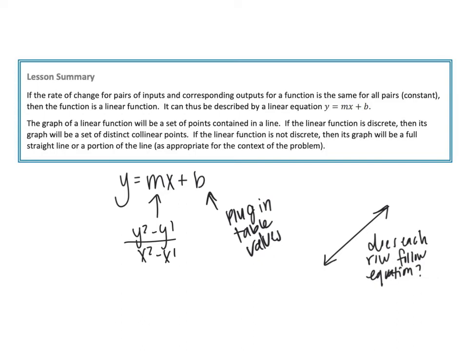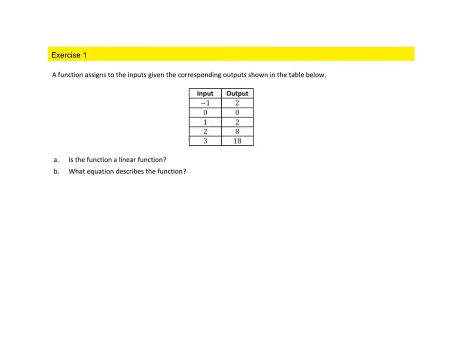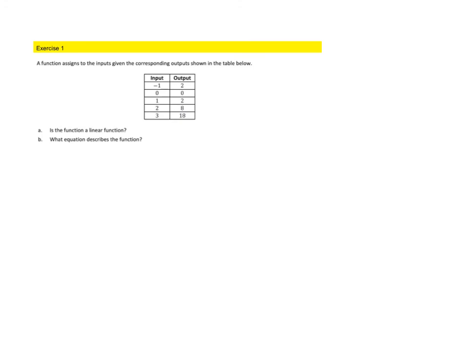You don't have to write any of this down. All right, for exercise 1, I want you to go ahead and give it a try. So what you're going to do first is I want you to find your m by plugging in values to this equation. All right, so find your m, and then I want you to find your b. So I want you to create an equation. Tell me if this is a linear equation, or a linear function. So the first thing I want you to do is find m.